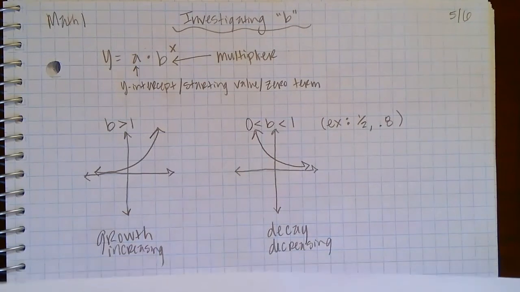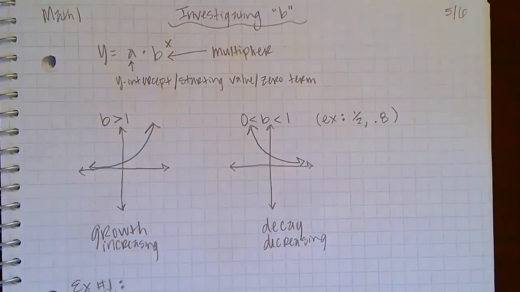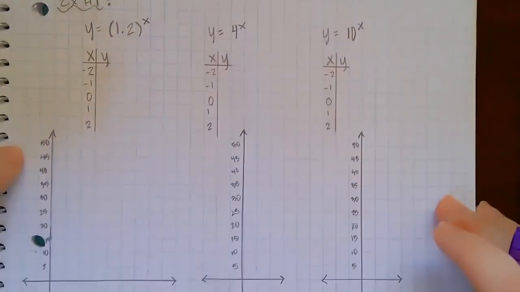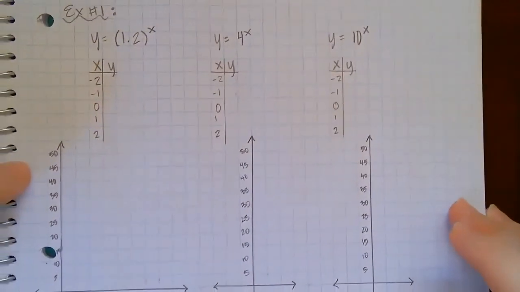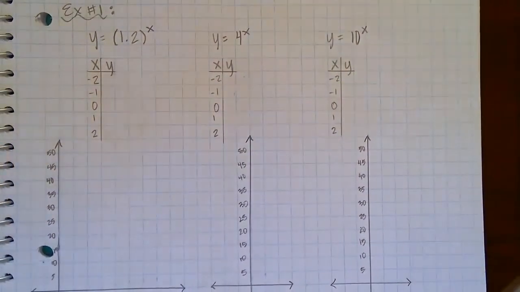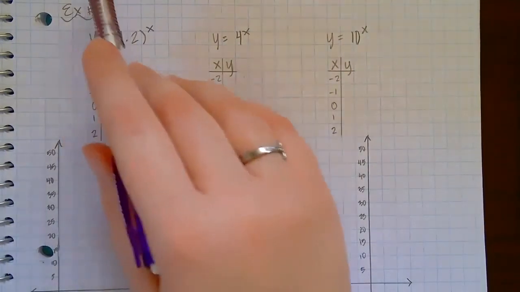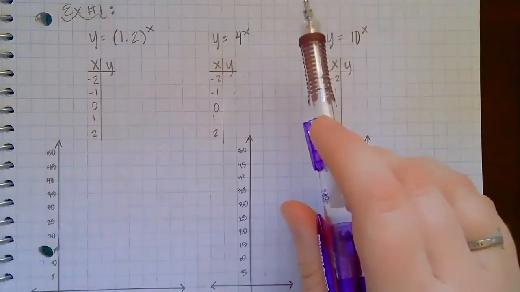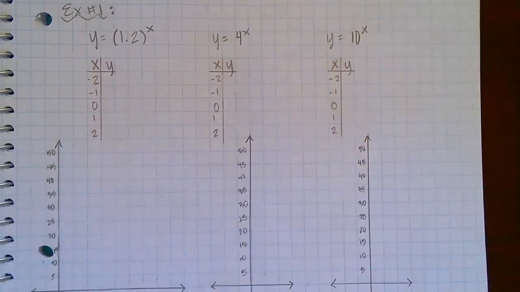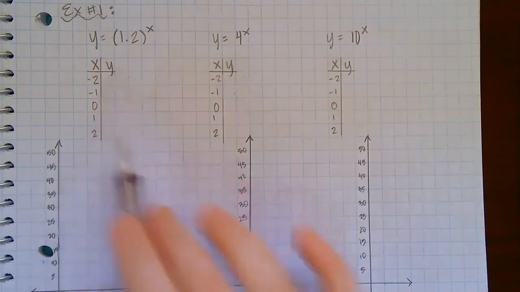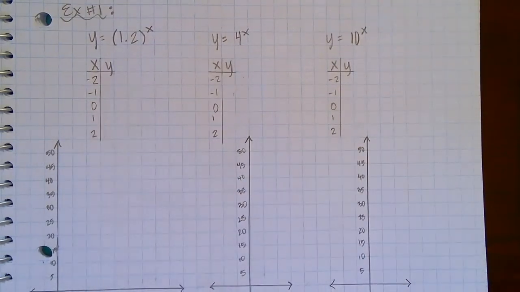So let's look at some examples here, okay, so we can kind of see what's going on. Here I have an example with 3 different situations, and we're going to compare them to see what else is going on with our b values. We already know that when it's greater than 1, it's increasing, and when it's in between 0 and 1, it's decreasing. We want to see what else we can find out, okay? So we're going to go ahead and substitute in just like we did yesterday and fill in our tables.